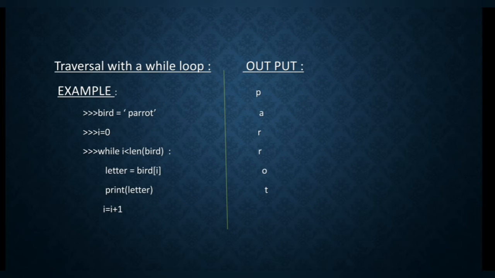Here, the len function calculates the length of the string. On entering the while loop, the interpreter checks the condition. If the condition is true, it enters the loop. The first character in the string is displayed. The value of i is incremented by 1. The loop continues till the value of i is less than len(bird) minus 1. This loop traverses the string and displays each letter on a line by itself.